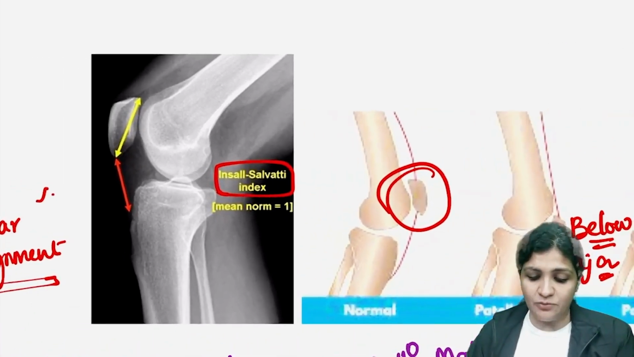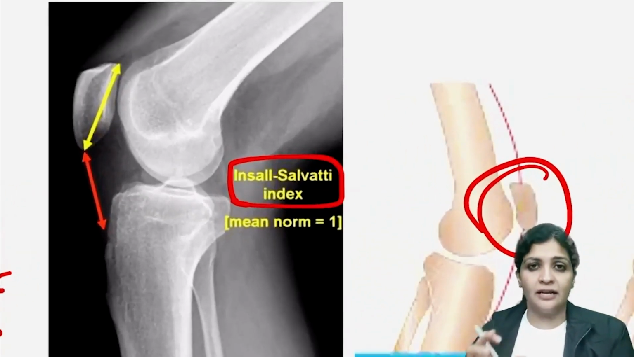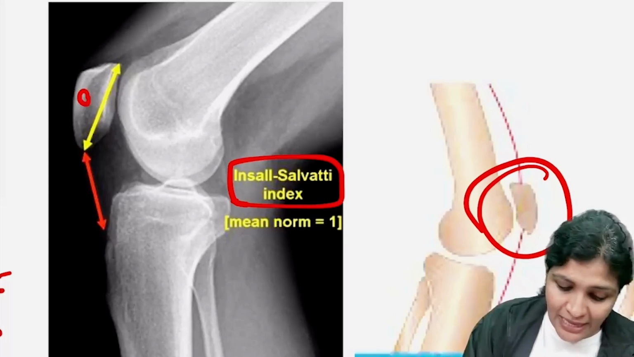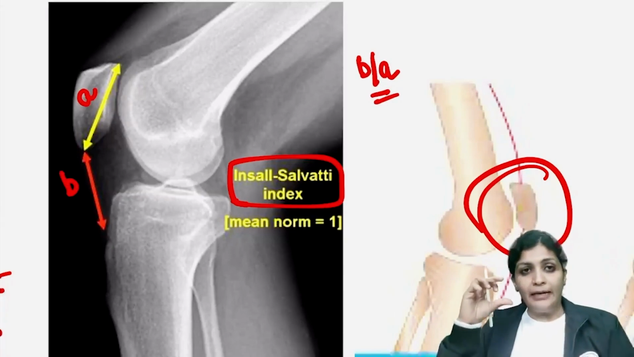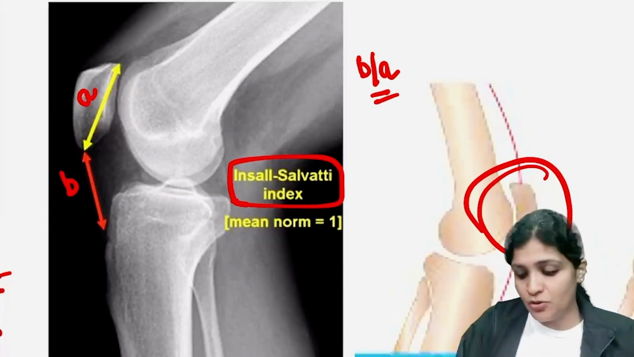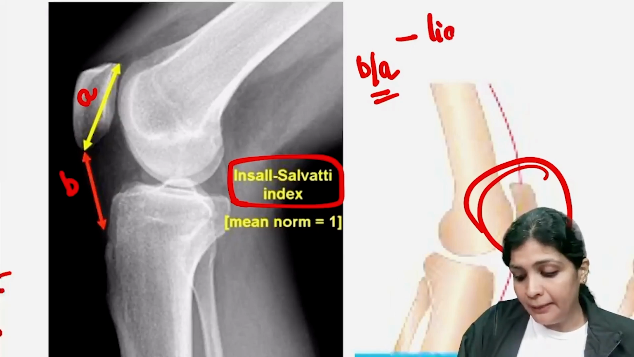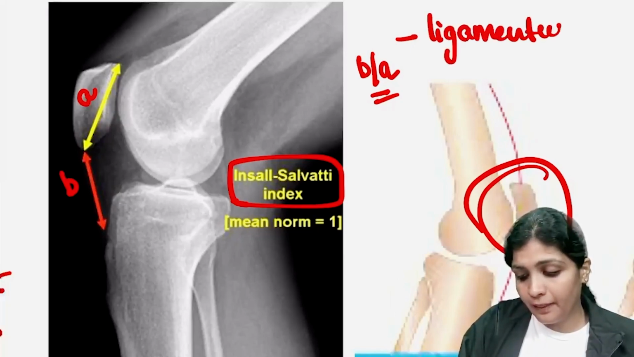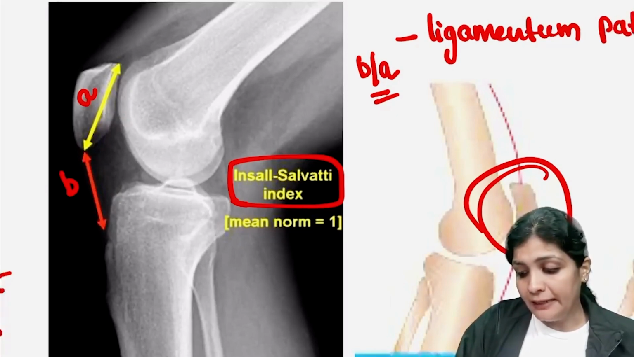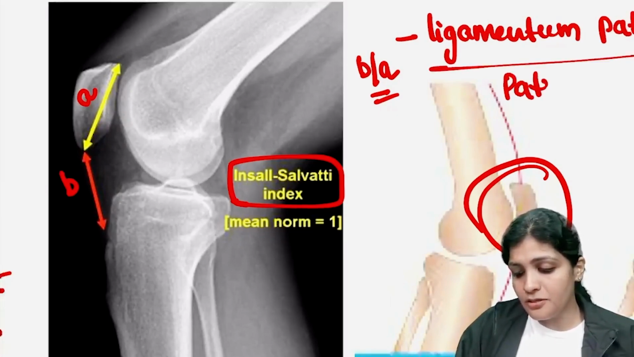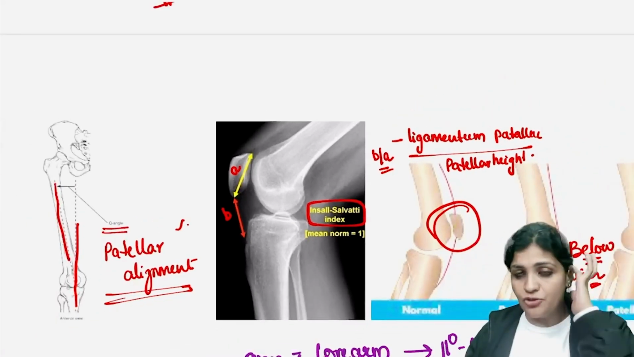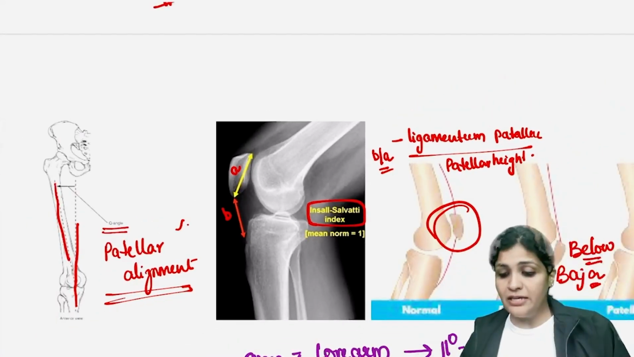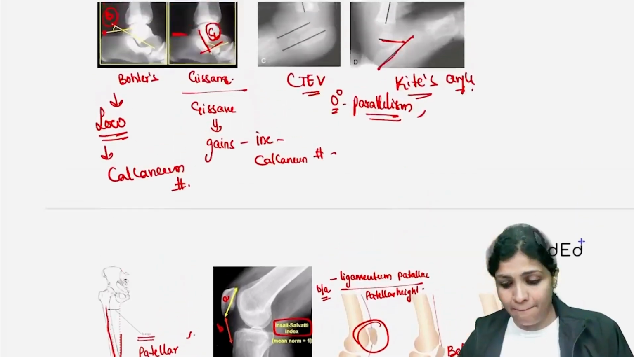And for this, we have an index which is called the patellar index or Insall-Salvati index, where you take this as A, this as B, and this is B by A. That is the length of the ligamentum patellae by patellar height. Understood? So this is the Insall-Salvati ratio, and usually it should be 1. If it is more, it is patella alta. If it is less, it is patella baja.